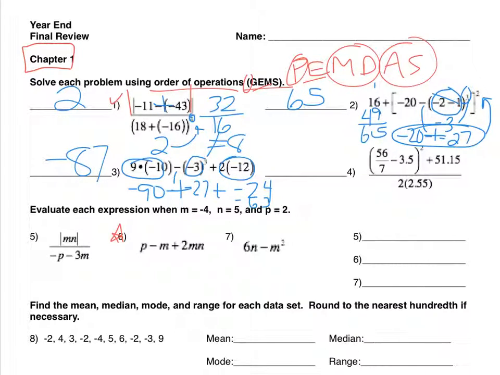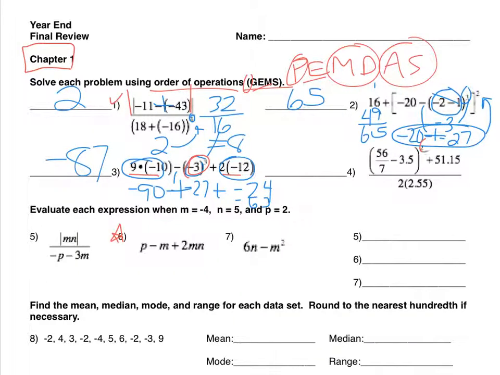Let me just double check my work there again. Did the multiplication here, and we did the multiplication here. We did the exponents here. And so it looks like we have negative 90 plus 27. That's a negative 63. And negative 63 plus negative 24. All right, negative 87.